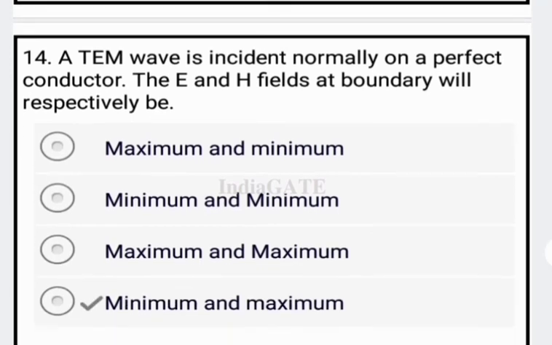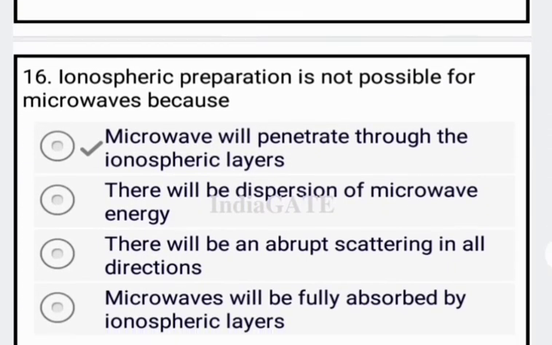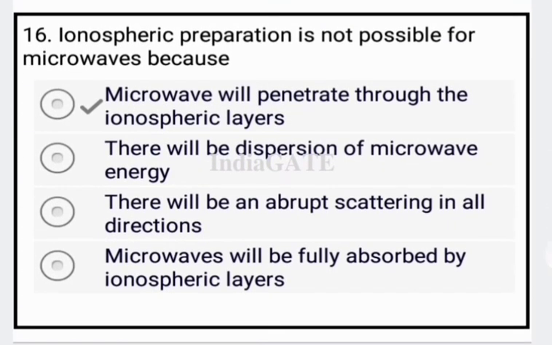Next question, a TEM wave is incident normally on a perfect conductor. The E and H fields at the boundary will respectively be minimum and maximum. Option D is your correct answer. Next question, in the ionosphere, propagation is not possible for the microwave because the microwave will penetrate through the ionosphere layer. So option A is your correct answer.